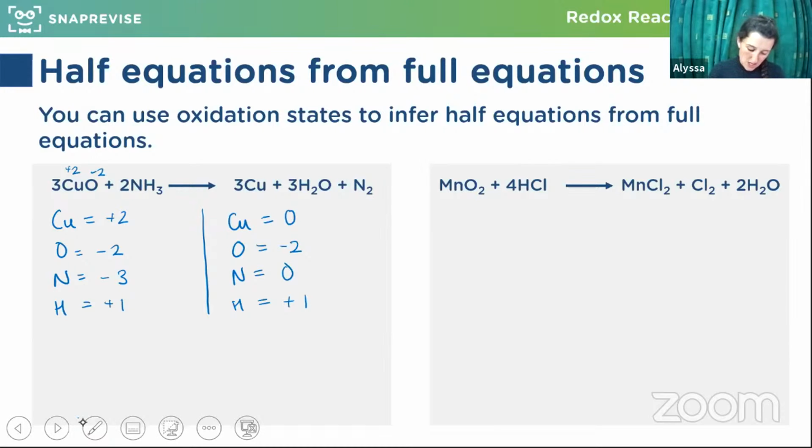So what has changed? Well, our copper has gone from +2 to 0, so that has been reduced. I think I've changed my colours over now. That's awkward, isn't it? Whoops, sorry guys. And then my nitrogen has been oxidized. So let's write those equations.